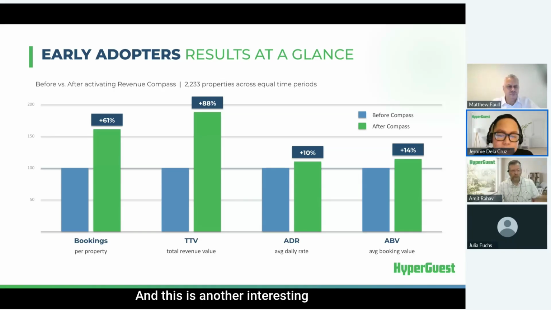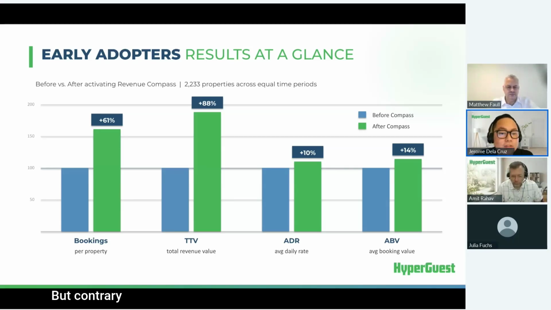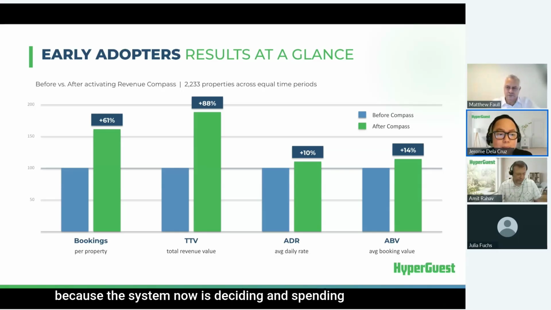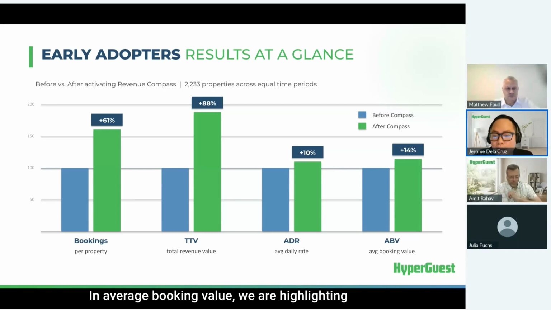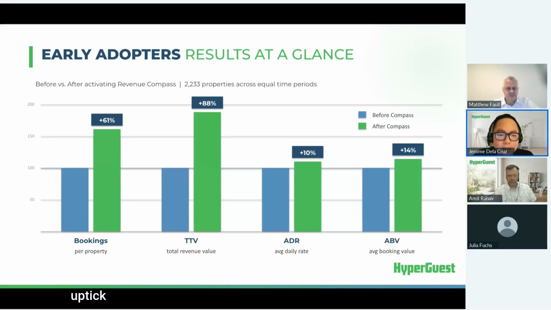And this is another interesting part, the ADR. Whenever we think about discount, it's almost correlated to having a lower rate. But contrary to that, we are seeing our partners having an uptick, an increase in ADR at 10%, who have joined Revenue Compass, because the system now is deciding and spending the discount wisely rather than applying a static discount all throughout the year. And average booking value, we are highlighting a 14% uptick compared to before joining Revenue Compass.